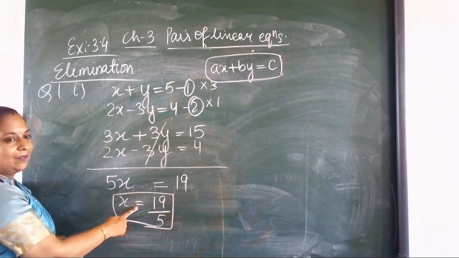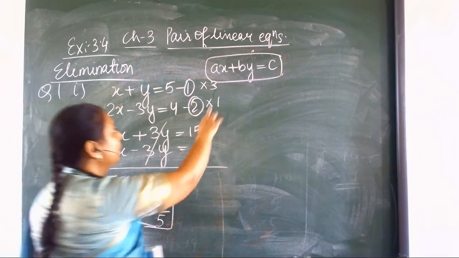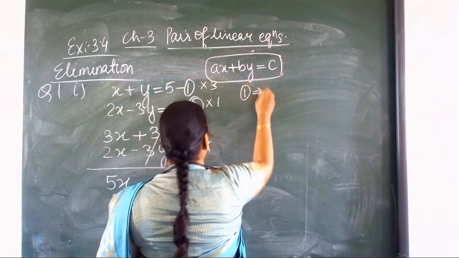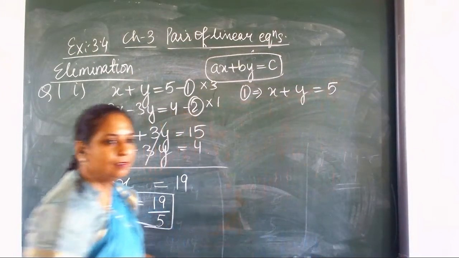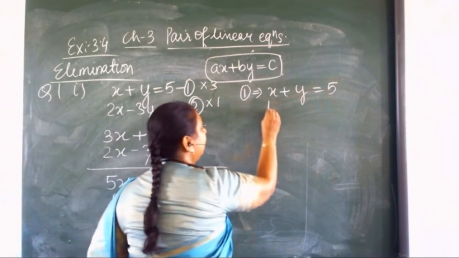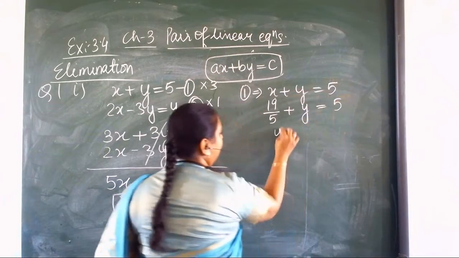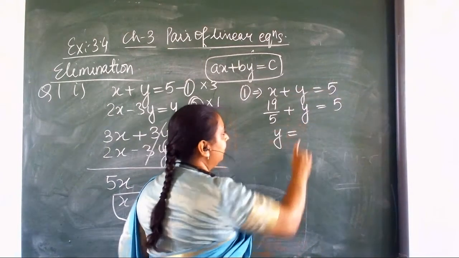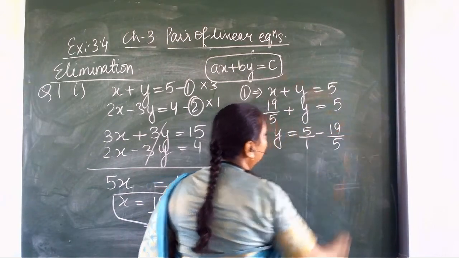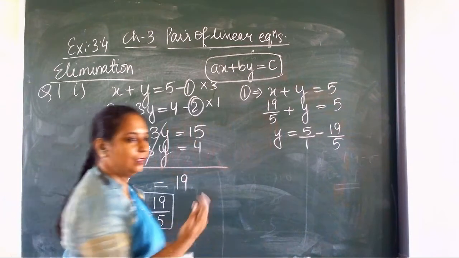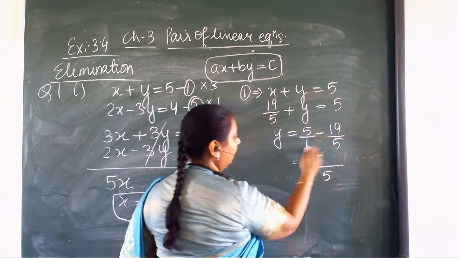Now this x value we put in any equation and solve for y. Suppose first equation, x plus y is equal to 5. So putting the value of x, that is 19 upon 5, 19 upon 5 plus y is equal to 5. Now y remains on left hand side, 5 upon 1 minus 19 upon 5. Now you know how to solve fractions, subtraction of fractions.